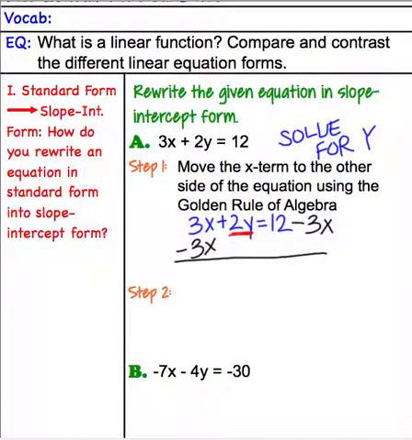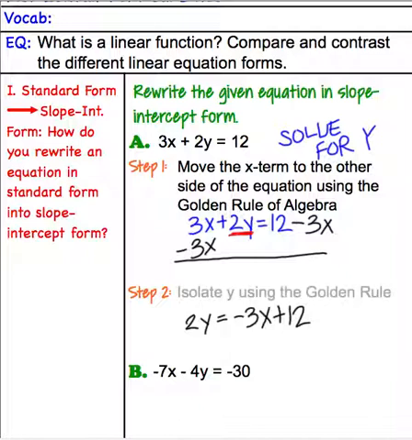And by doing that, I get for myself, and I'm going to write it down here, 2y is equal to 12 minus 3x, or negative 3x plus 12, since we like it in standard form, hence standard form today. And then step 2 is going to be to isolate that y using the golden rule, hence why we learned the golden rule as an entire unit. So we want to get rid of the 2, so we're going to divide both sides by 2.